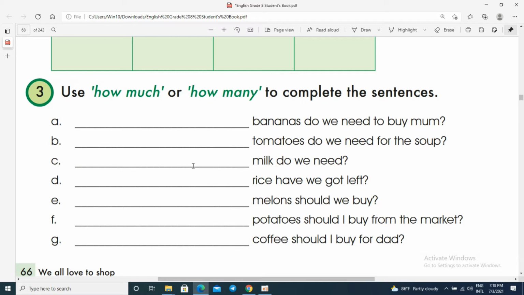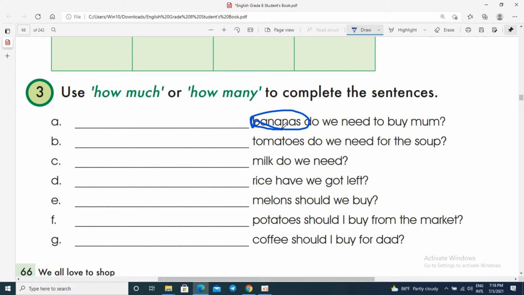Number 3. Number A. Okay, A. You see, I want bananas. I want to ask you, is it a countable noun? Is it a plural noun or is it an uncountable noun? Bananas here.